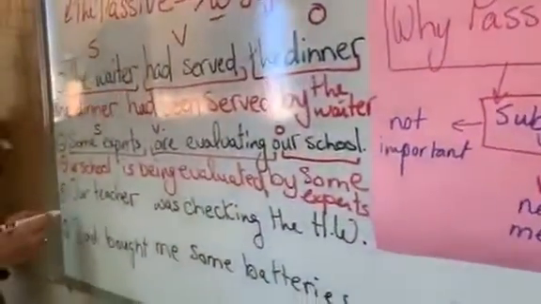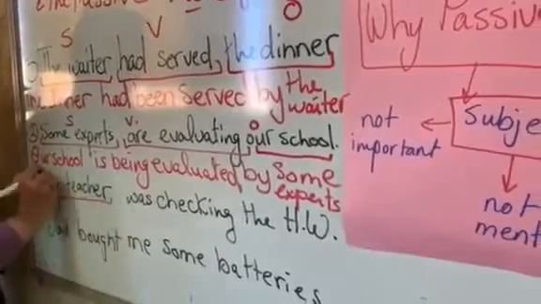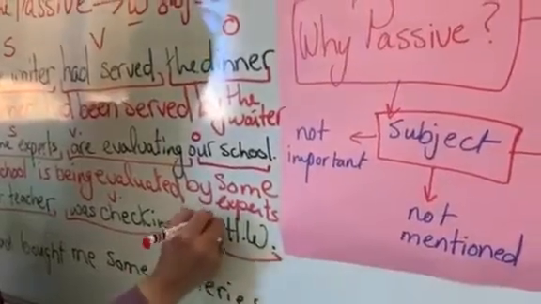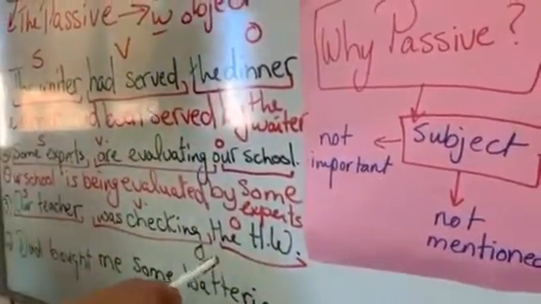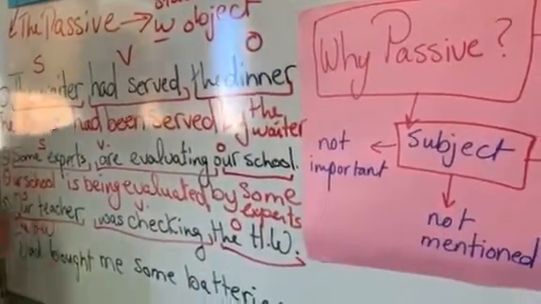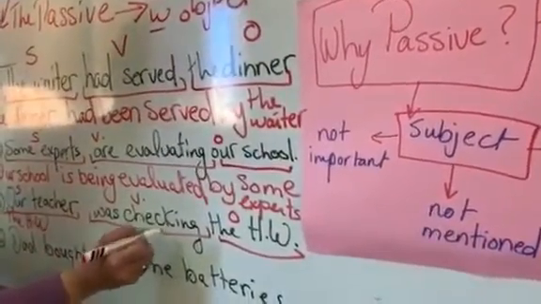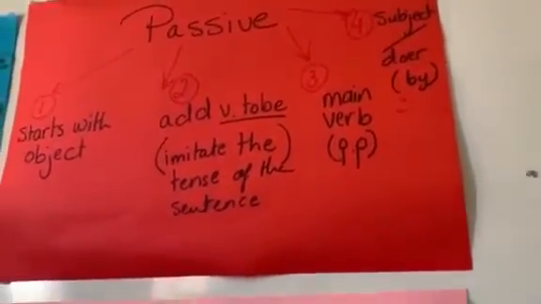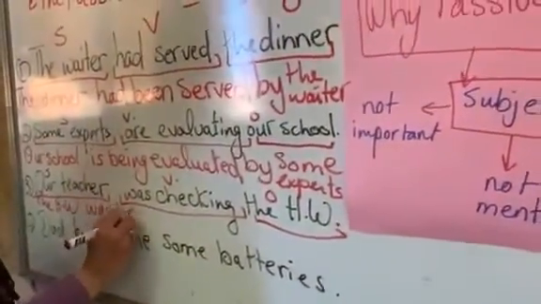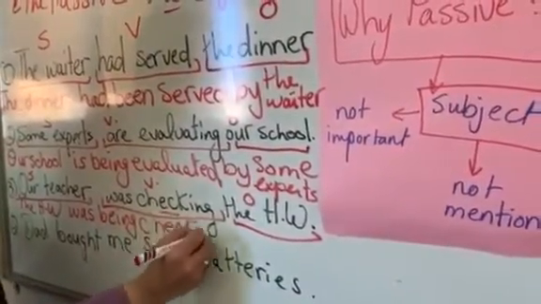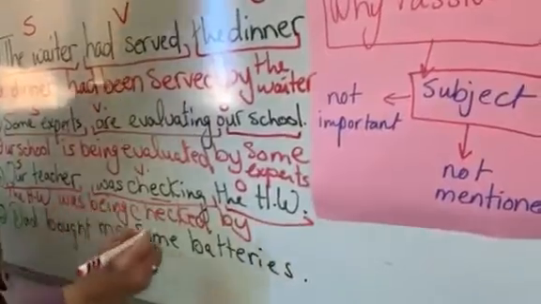Okay, let's go to number 3. Our teacher, the subject, was checking, the verb. The homework is the object. Again, I'm going to start with the object, the homework. Now, what's the tense of the sentence? Was checking, past continuous. So I'm going to use verb to be in the same tense, past continuous. So it's going to be the homework was being, and the main verb in the past participle, checked, by our teacher, the subject.